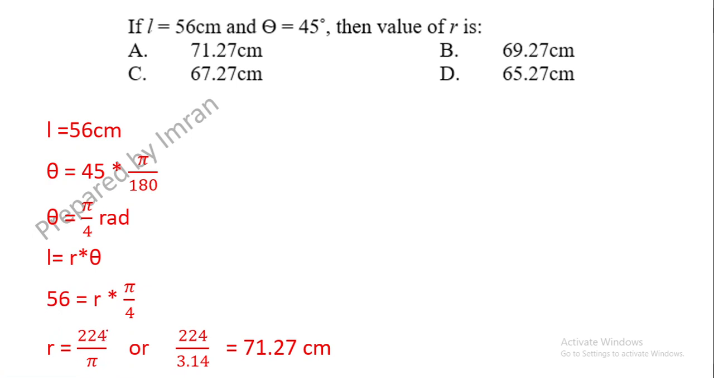So what is the value of r? 224 over pi. What is pi? 3.14. And finally you got this answer, 71.27 centimeters. So you see this is a complete short question as well that he has given you in the form of MCQ. So whatever he can give you, don't worry.